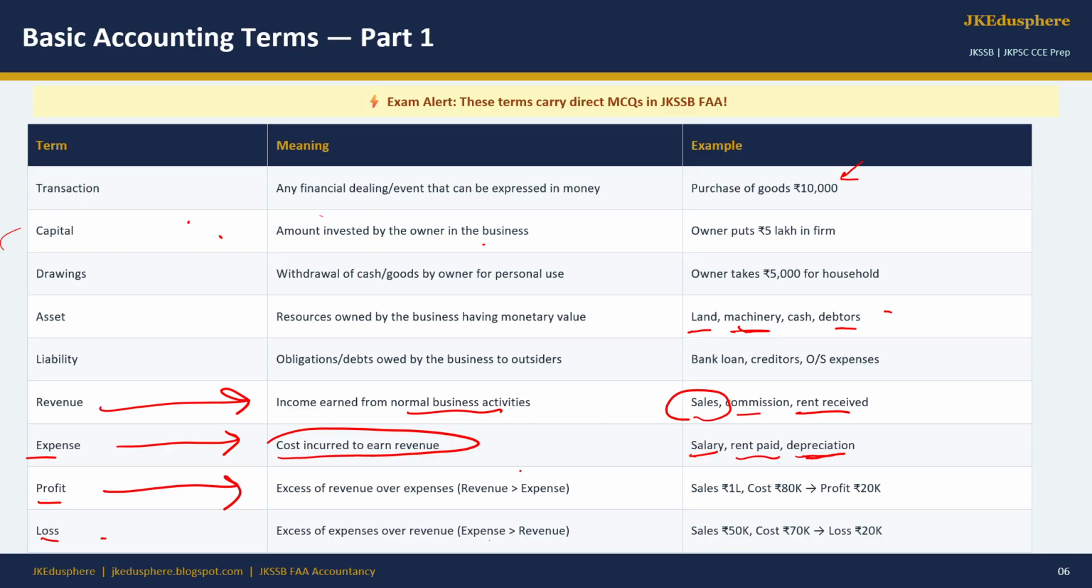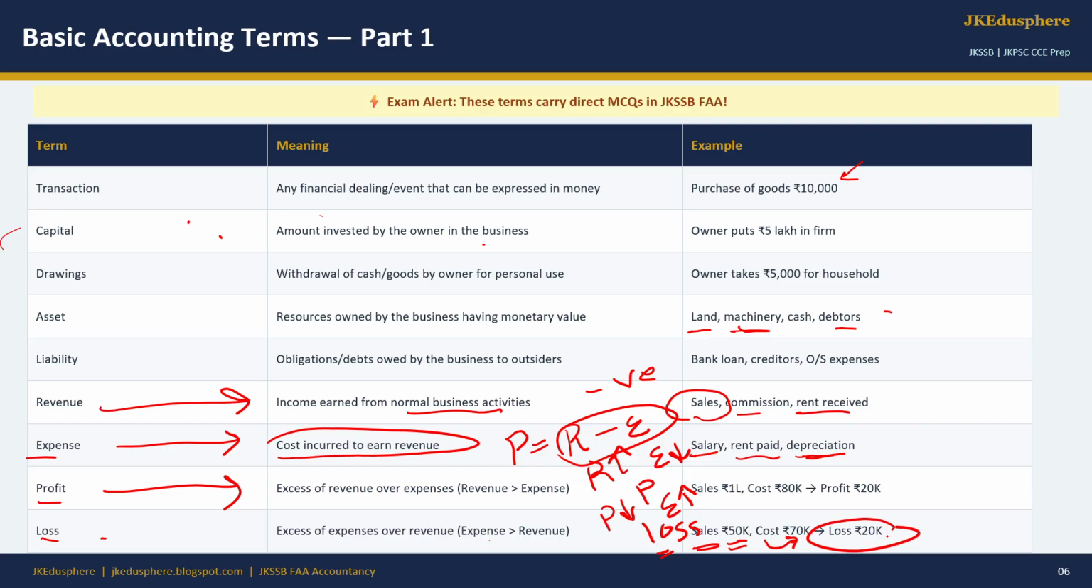So our formula is profit is equal to revenue minus expense. If revenue is higher, expense is lower, then we get profit. But if revenue is lower and expense is higher, we get this in negative. So what we get is loss. All right. So here we can see that if sales are 50,000 and cost is 70,000, we incurred a loss of 20,000.